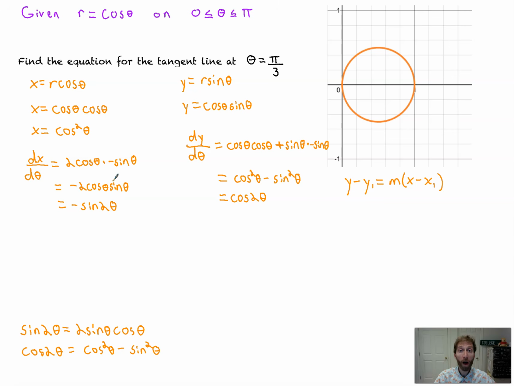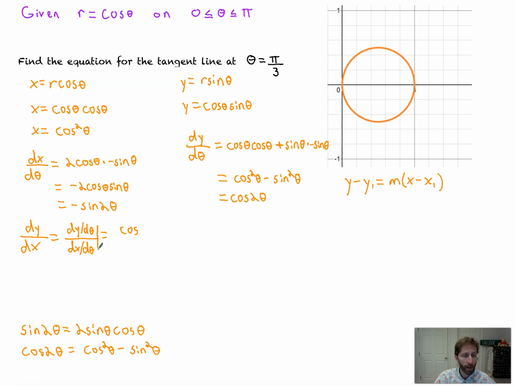So now if I want dy dx, remember dy dx is equal to dy d theta, so I'll write it like this, over dx d theta. Nice. So dy d theta is cosine of 2 theta.